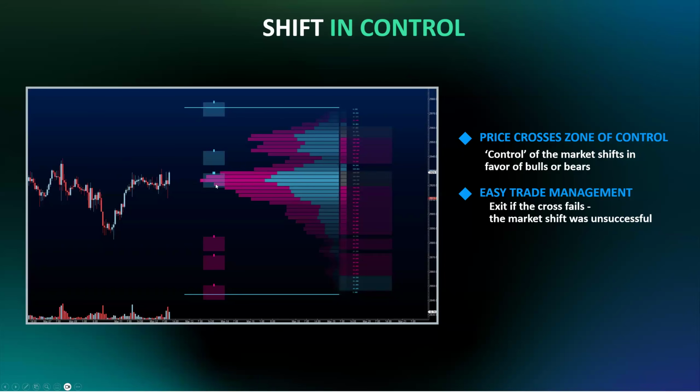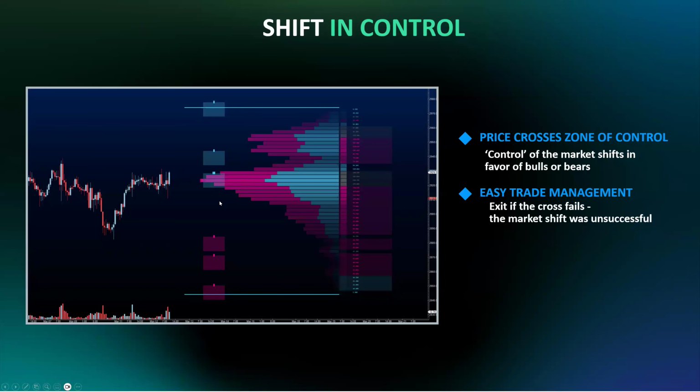The nice thing about this kind of setup and the idea with it is if you cross above a zone of control, you take a long trade, you enter long because now the market's shifting in favor of bulls in this case. The nice thing about this is a super easy trade management. That's why we always trade this setup. If we cross above this level, bulls are in control, we take a long. If the cross fails, so if we try to cross this zone right here, then we drop back under. Well, this is no longer going to act like a floor. Like when we cross above it, now that's the floor for us.